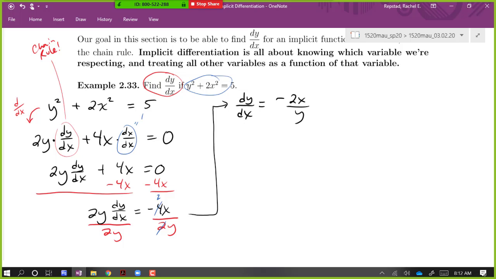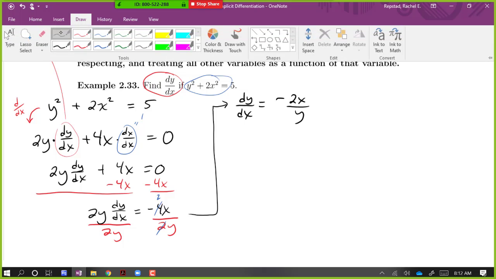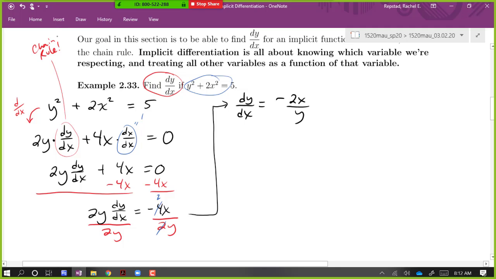Now, if we think about what this means, this equation they gave us, y squared plus 2x squared equals 5, what kind of curve is that? What's that? It's an ellipse. Yeah, both x and y are squared, but their coefficients are different.